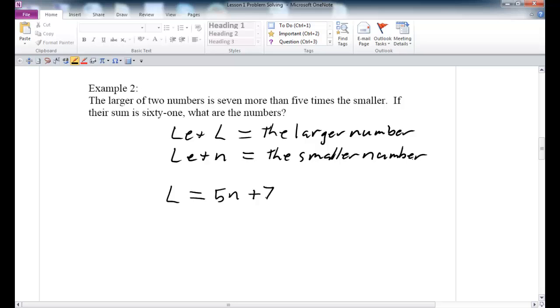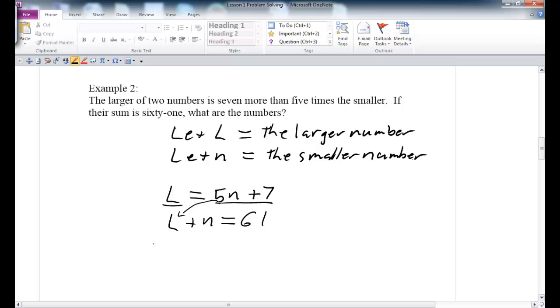If their sum is 61, all right, so then we have L plus n equals 61. Again we have an equation with two variables. Have a look at it and see what we could substitute to give us an equation with just one variable to solve. And it sits right here. We said L equals this, 5n plus 7. So let's substitute that in for L, if that's what L equals.